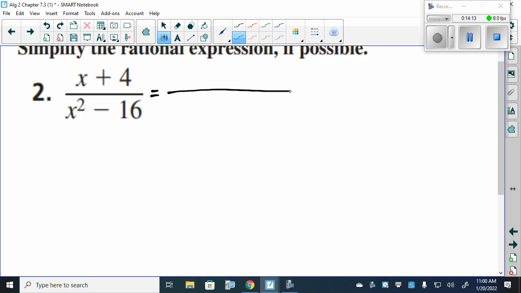Let's look at this one here. So when we look at this here, x plus 4 is in the numerator. Can I factor that any farther? Well, no. It's just going to be x plus 4. Now, the denominator is factorable because it is a difference of perfect squares. And that would factor to what? x plus 4 and x minus 4.